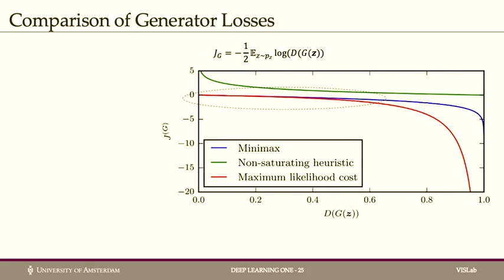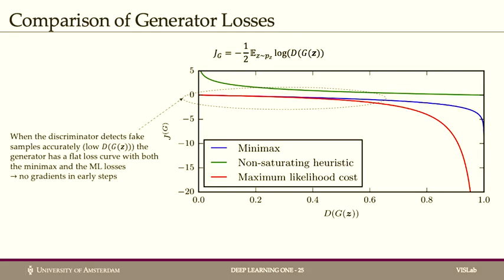So this plot shows you the gradient for the generator, and on the x-axis you have how good the discriminator is for generated content. When the discriminator detects fake samples accurately, that leads to a low value coming out, right? Because the discriminator tries to give 1 to the real ones and low numbers for the fake ones. In this case, for example, the min-max or the maximum likelihood give you very low losses, low gradients. So that's not very useful.